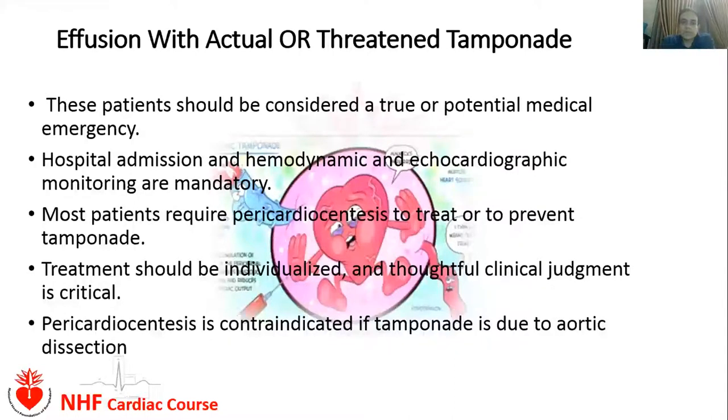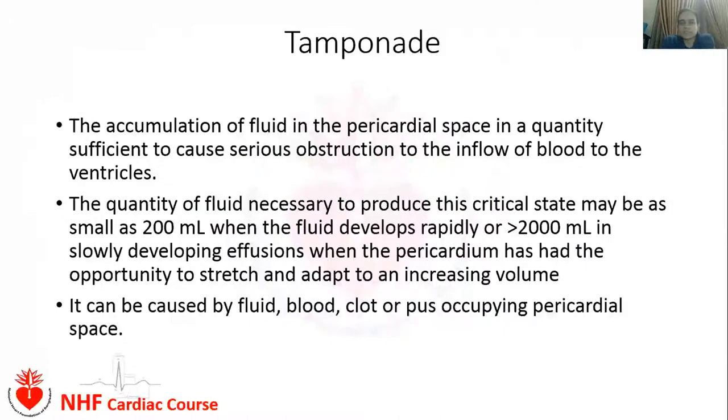Hospital admission and hemodynamic and echocardiographic monitoring is mandatory. Most patients require pericardiocentesis. Treatment should be individualized, and pericardiocentesis is contraindicated if the tamponade is due to aortic dissection.